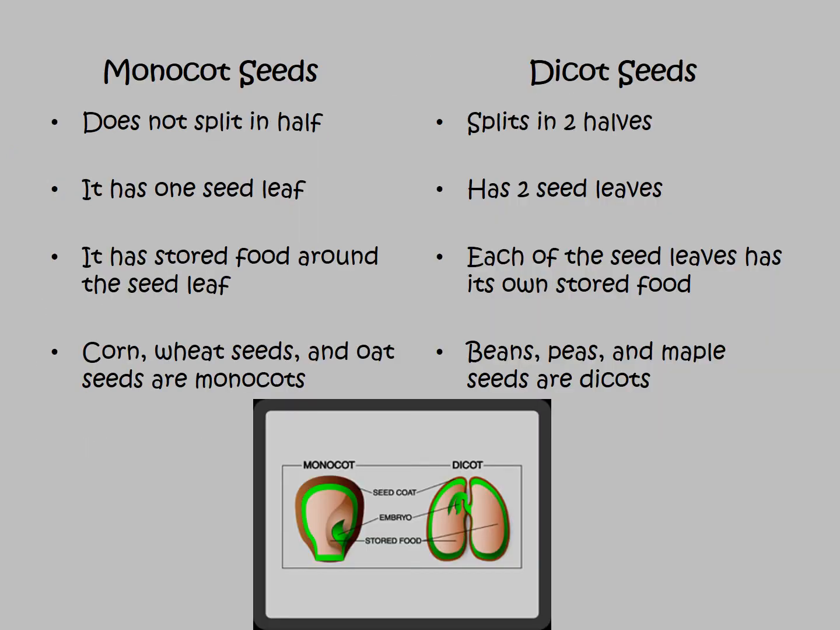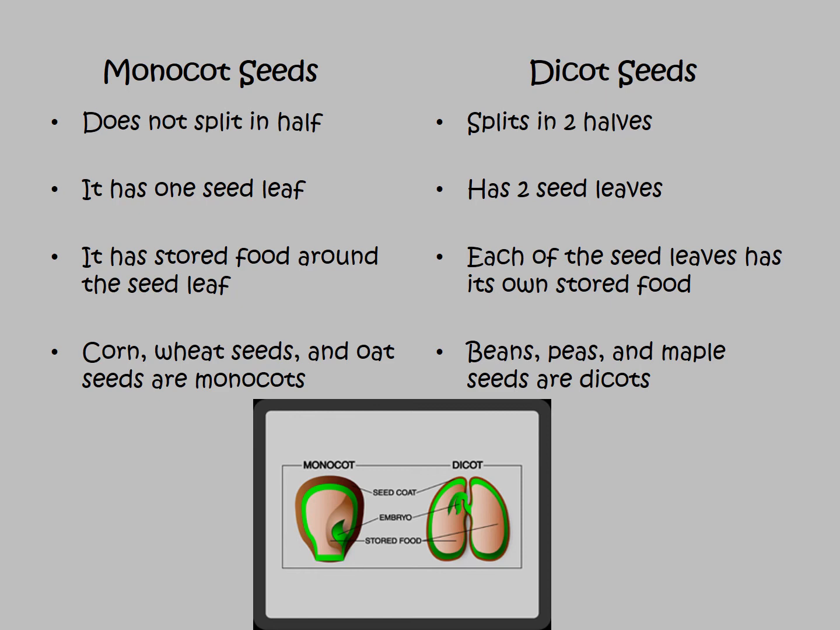Now, we're going to talk about the two main types of seeds. There are monocot seeds and dicot seeds. Flowering plants can actually be divided into two different groups. Some flowering plants are monocots, some flowering plants are dicots. So that's what you should write for question 5.